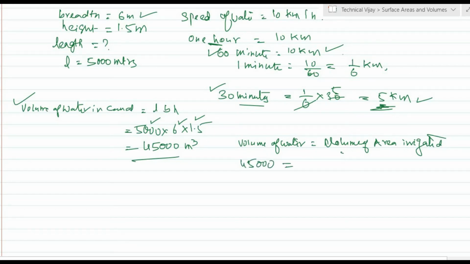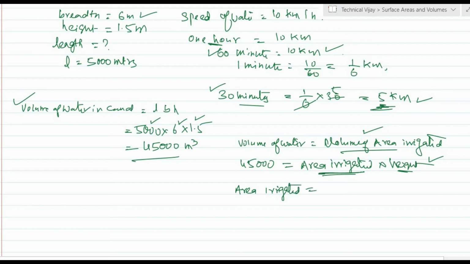The volume of area irrigated can be written as area irrigated into the height. Because this is area into height, then it will become volume. Volume is cubic, this is square, and this is height. Now the area irrigated into height, he has given the height as 8 centimeter. Now 8 centimeter can be converted into meters. So the area irrigated can be directly calculated as 45,000 divided by the height.